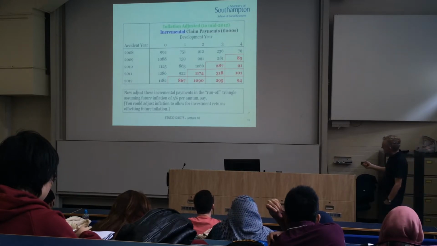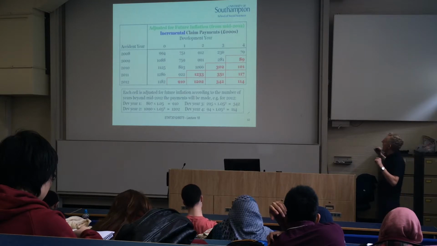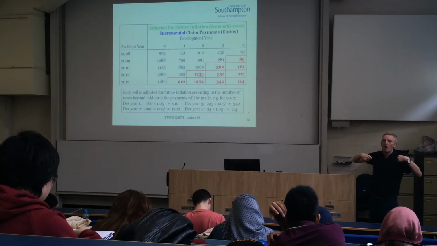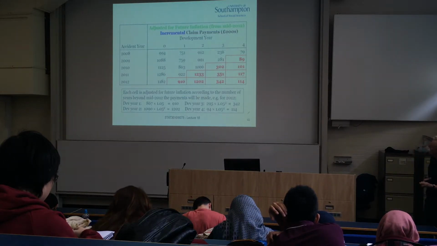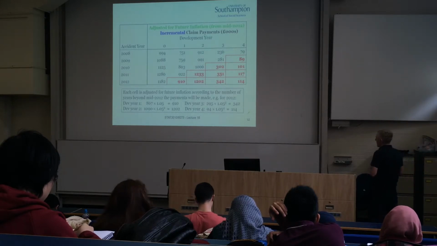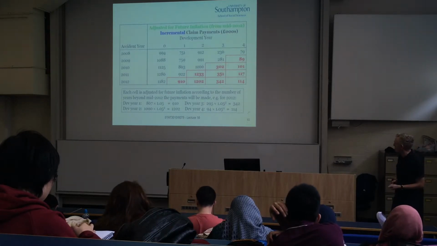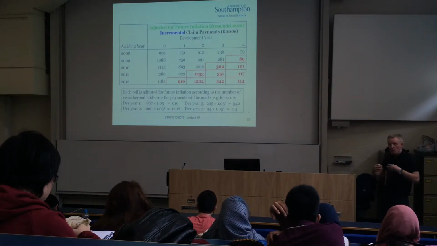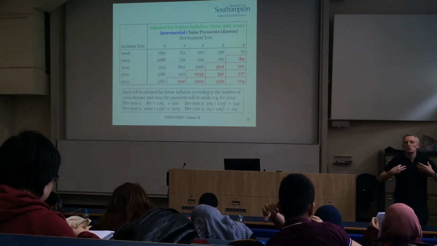So, we get these red numbers. So now the red numbers here in the bottom triangle have been adjusted by future inflation. Okay? Again, they are incremental payments. And basically that's it. So it's a bit of a fiddle adjusting for past inflation and also future inflation. But I think once you've seen one or two of these examples, it's relatively simple to perform.